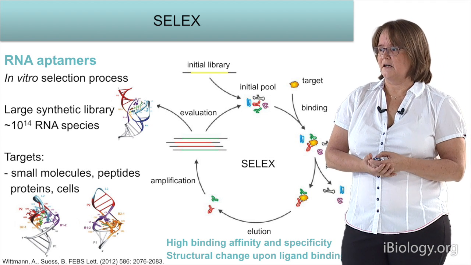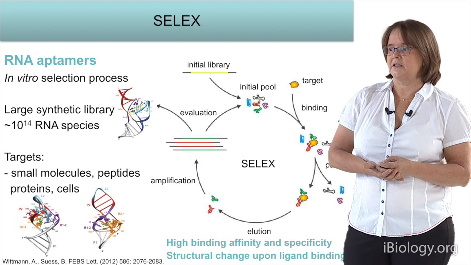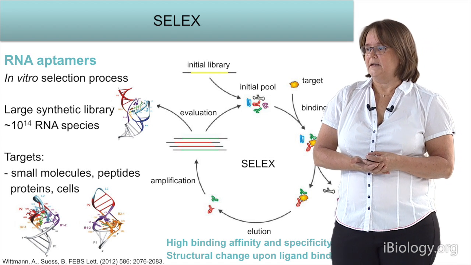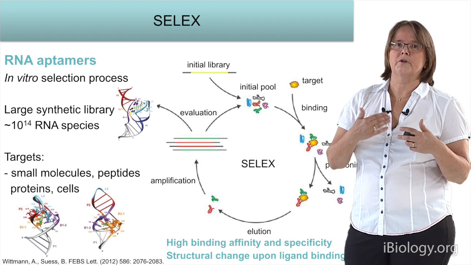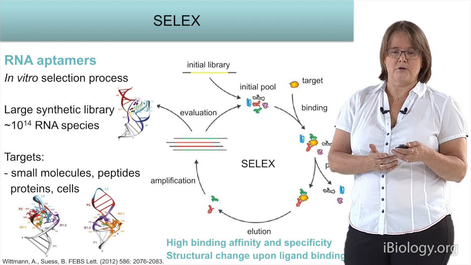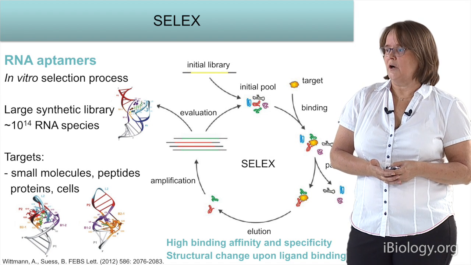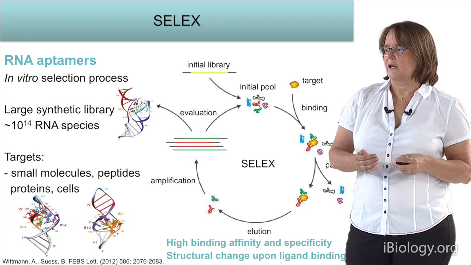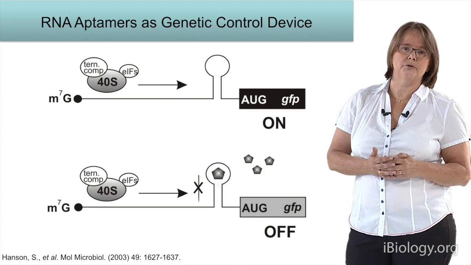Such aptamers are characterized, as already said, by a very high binding affinity and specificity, and they also, or some of them, undergo structural changes upon ligand binding, and this we wanted to use to build up our synthetic riboswitches. The principal idea is shown here.